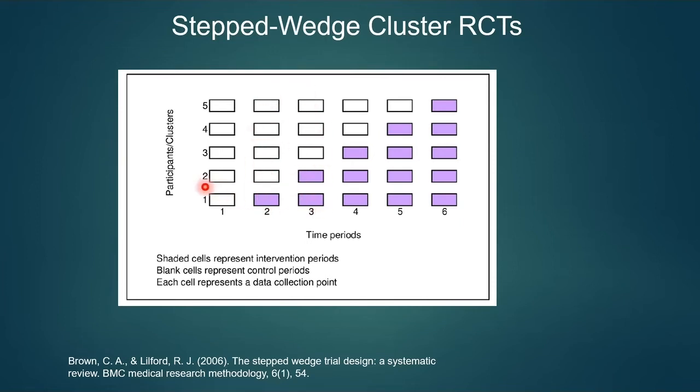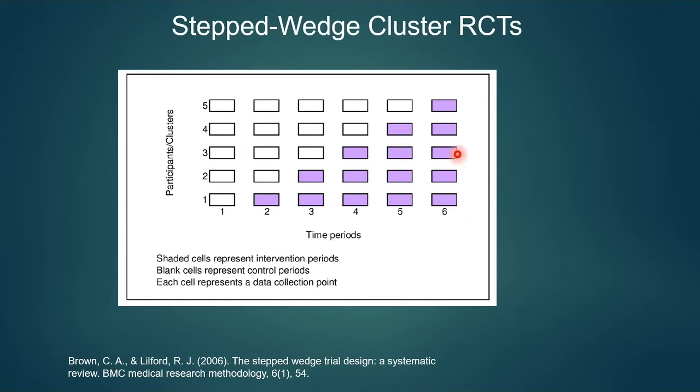And here at time 3, now facility 2 got rolled in, and we can compare at time 3, completely stratified by time. We can compare STD rates between the 2 intervention facilities and the 3 control facilities. And then facility 3 gets rolled in, facility 4 gets rolled in, and then finally, at the end, all the facilities are in the intervention group.